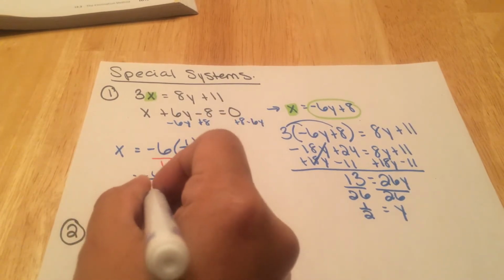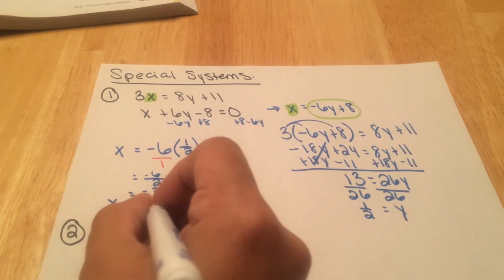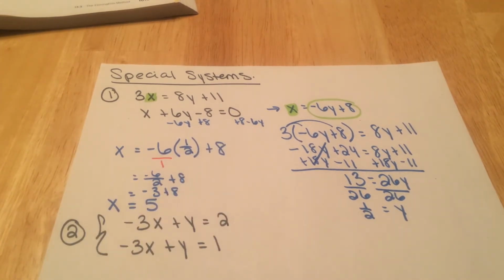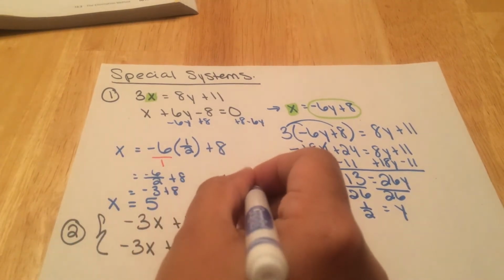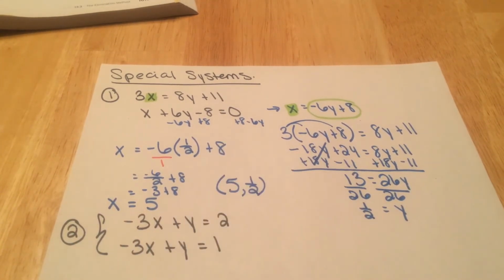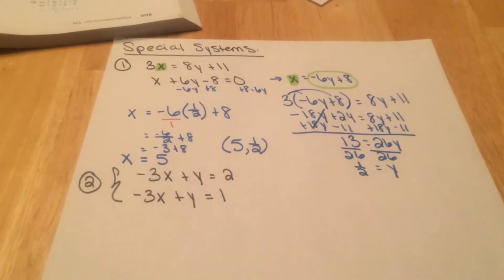We know that this is going to be -3 plus 8, and so x is going to be equal to 5. But again, we're not done yet because we have to have an ordered pair. Our ordered pair, remember, is (x, y), so we have (5, 1/2). So now we're done. Okay, let's move on to the next example, example 2.